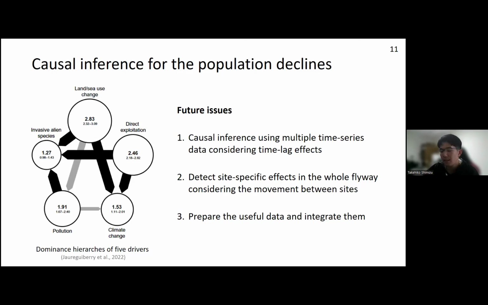To achieve this, we should deal with the following 3 points. Firstly, we should develop methods of causal inference using multiple time series data, both of shorebirds and the environmental data, with consideration of time lag effect. Secondly, we should develop methods to identify the site-specific effect in the whole flyway, considering the spatial migration and the movement between sites. And finally, to address the previous 2 points, we require further useful data integration methods.